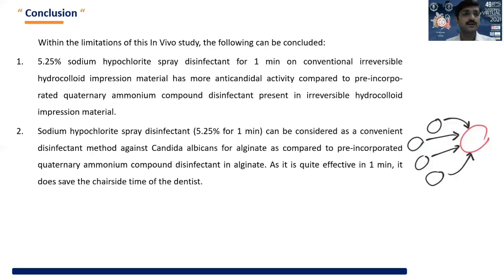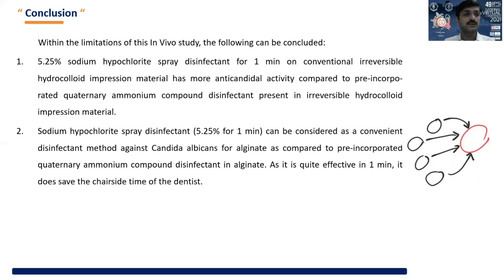So now coming to the conclusion. Within the limitation of this in vivo study, we can conclude that 5.25% sodium hypochlorite spray disinfectant for 1 minute on conventional irreversible hydrocolloid impression material has more anti-candidal activity compared to the pre-incorporated quaternary ammonium compound disinfectant present in irreversible hydrocolloid impression material.